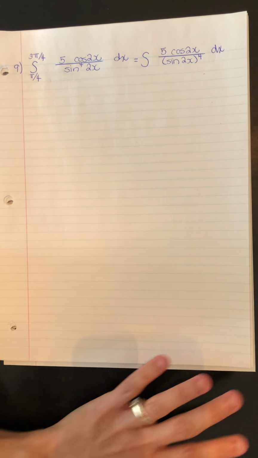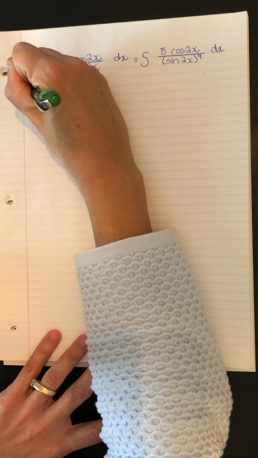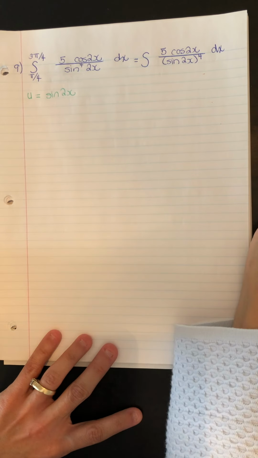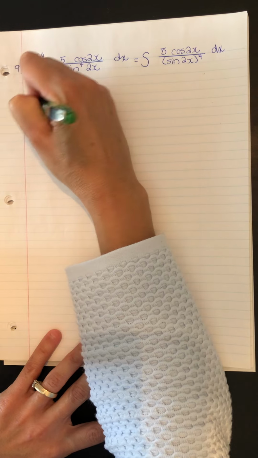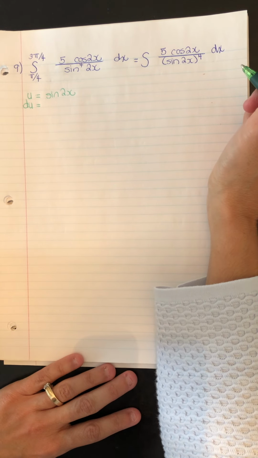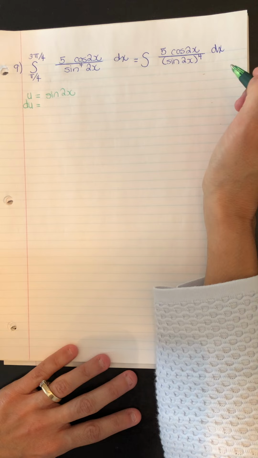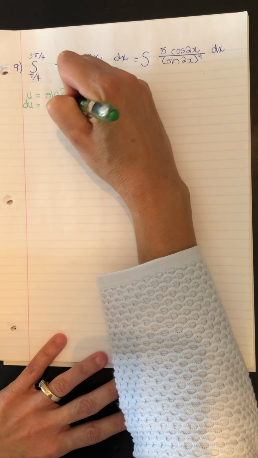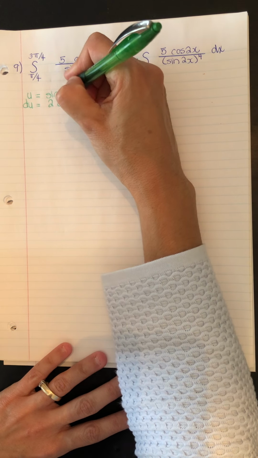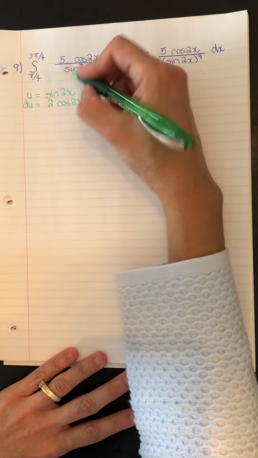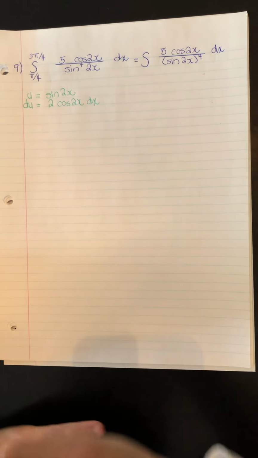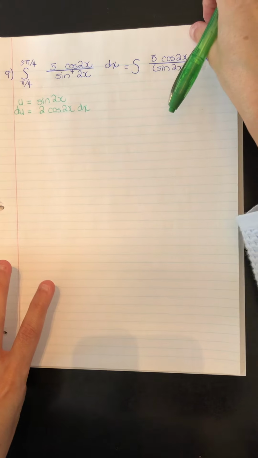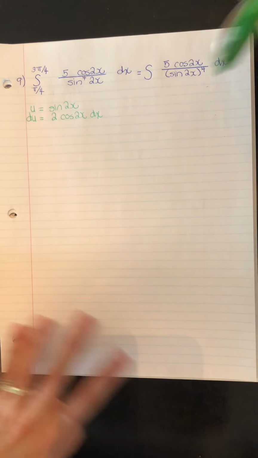So let's go ahead and state our intention then. We're going to take u and let it be the sine of 2x. So then du is its derivative. So what's the derivative of sine of 2x? It's cosine of 2x times 2. Don't forget, you multiply by the derivative of the argument when you are taking the derivative. Okay, you divide by the derivative of the argument when you're integrating.